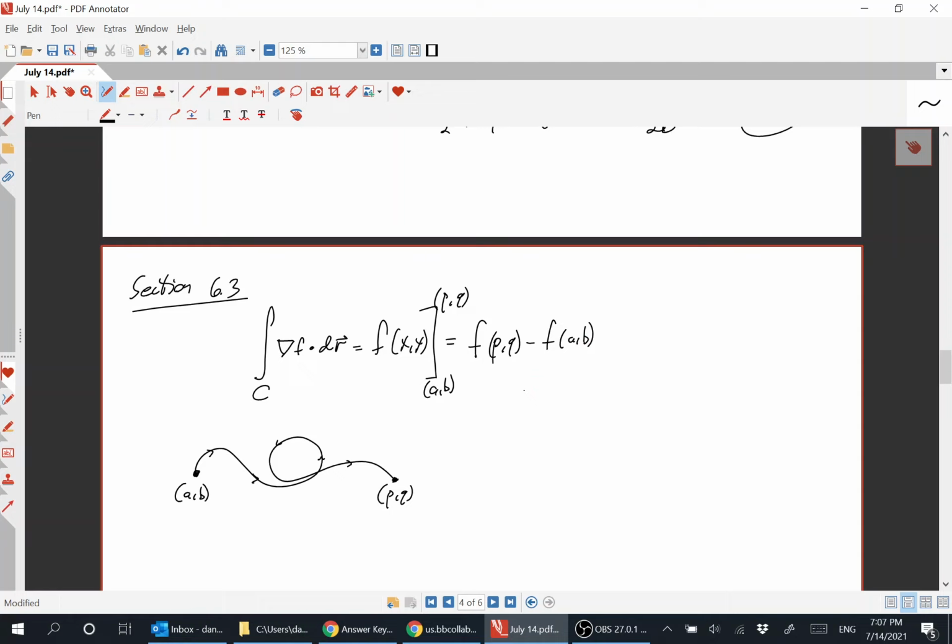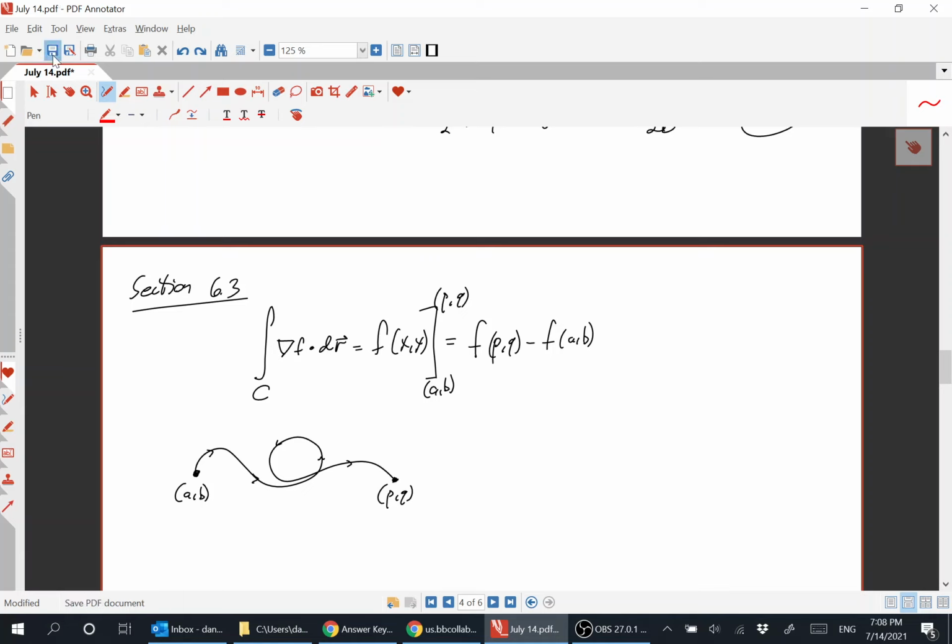So it doesn't matter what the curve is, right? It just matters where the curve starts and where it ends. So there are different ways to calculate it. If you want, you could take the straight line between those 2 points and calculate the line integral directly over the straight line. That would be one way to do it. Or just find the antiderivative of the gradient vector field and plug in the beginning and the end. Either way would work. And of course, if the curve is closed, if the starting point is the same as the ending point, then this is going to be 0.